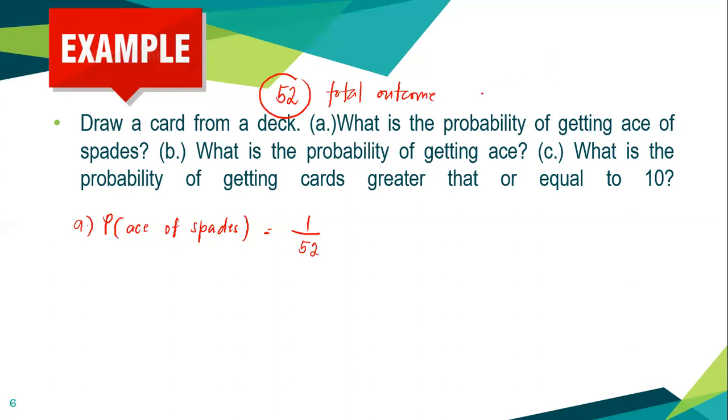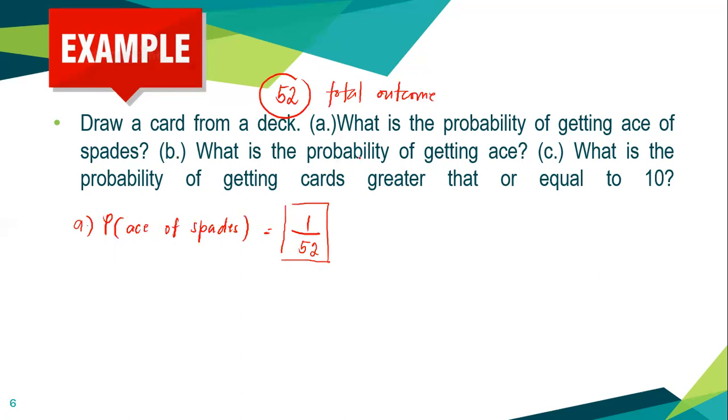Kasi every number na meron tayo sa card, let's say 2, 3, 4, queen, king, jack, bawat isa sa kanila merong 4 na shape. That is heart, diamond, flower, spade. We have ace of heart, isang ace of heart, isang ace of flower, isang ace of diamond, and isang ace of spades. Okay? So the probability of getting ace of spades is 1/52.